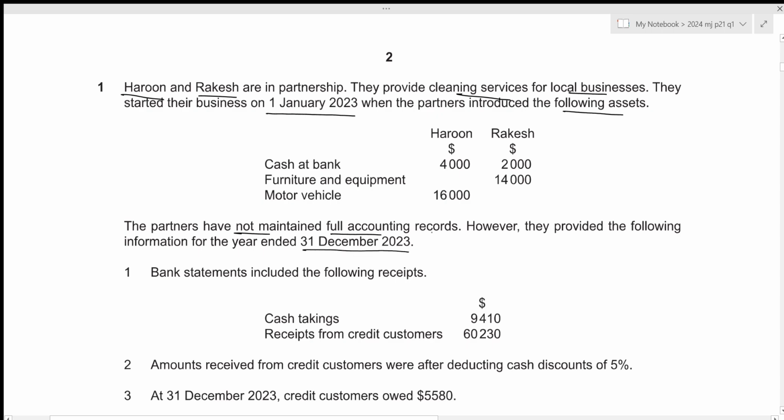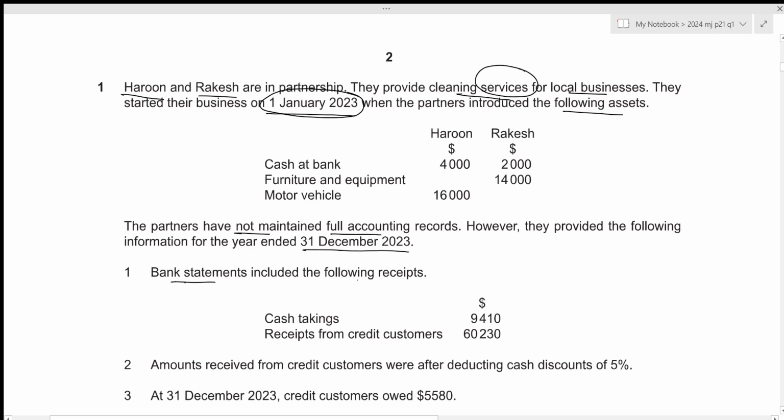The first thing to notice here is that this is a service providing business, which means that there will be no inventory. So we will not have any sort of opening inventory, purchases or closing inventory. So in this case, we will not have any cost of sales section. Another thing to notice is that this is the first year of operation for their partnership because they established their business on 1st January 2023, which is the current year. It just means that there will be no opening balance for any of the items. It will be 0. Let's take a look at the additional information.